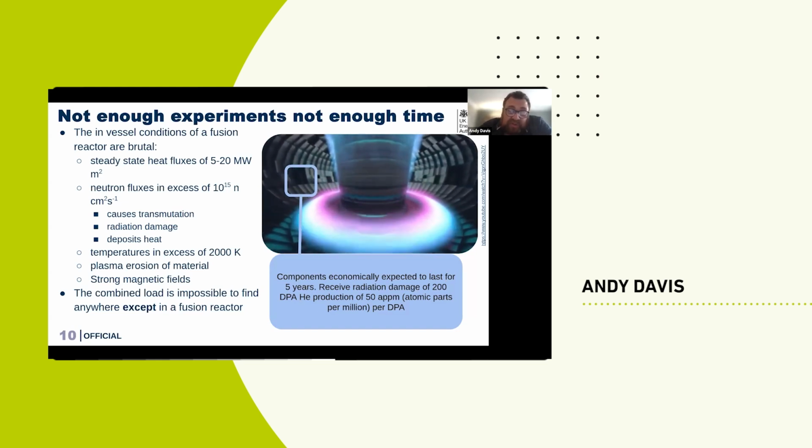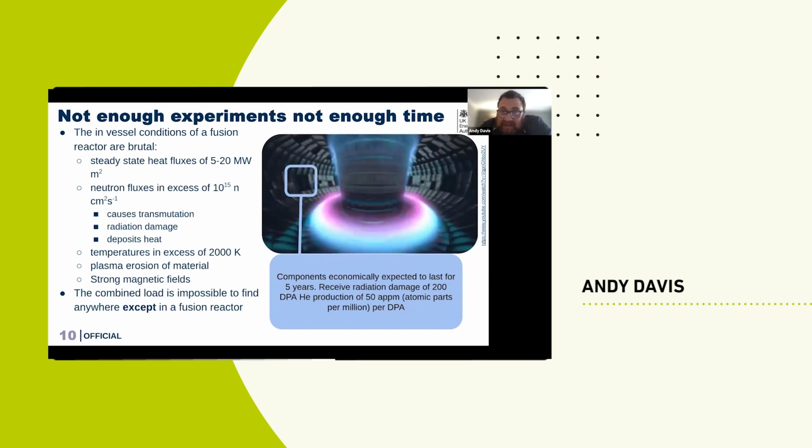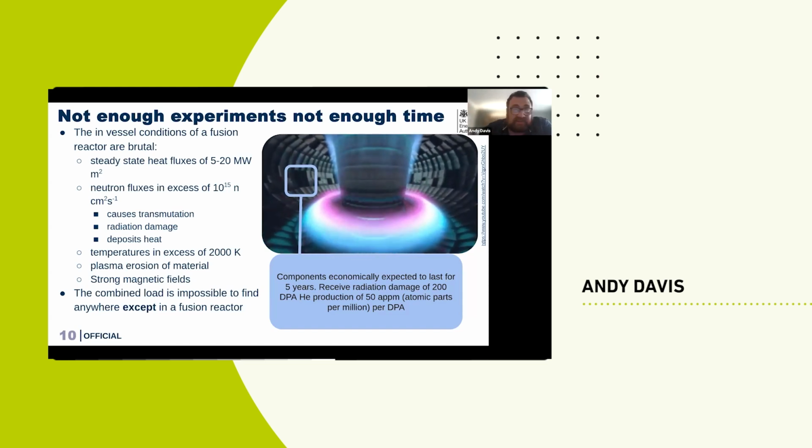the quantity of material we're talking about is billions of pounds of material in the first wall. So we can't be replacing that on a regular basis, otherwise fusion is simply uneconomic.